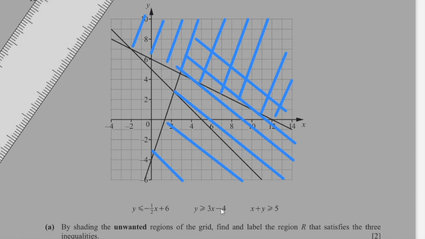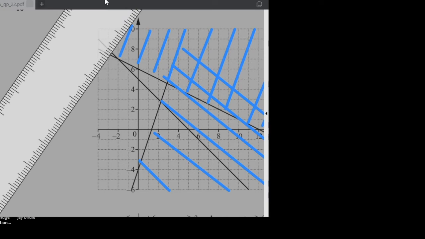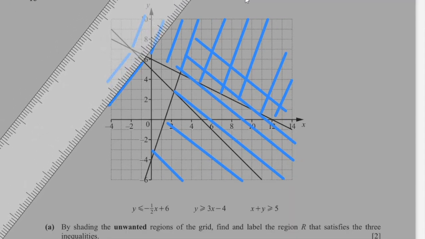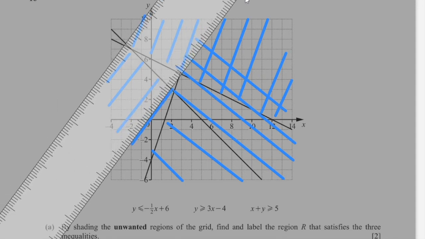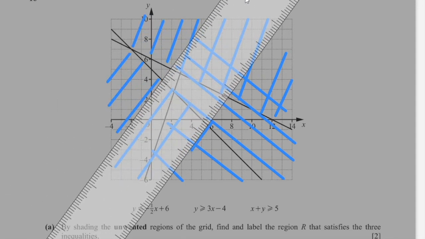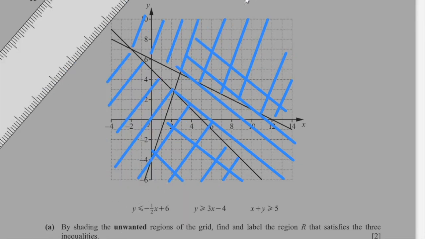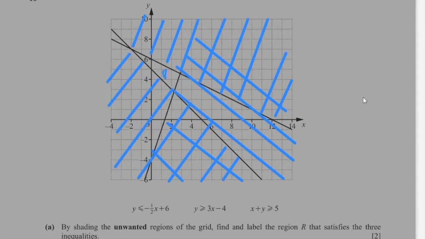And now the third one, which is x plus y greater than or equal to 5, is of course this one, and we want the greater region. So I'll shade the rest of the unwanted region. That's it, and here is the region R, which is the wanted region.